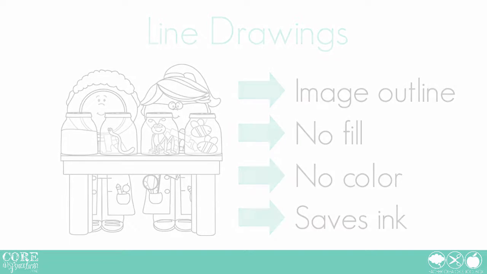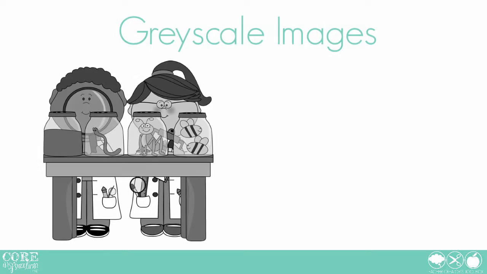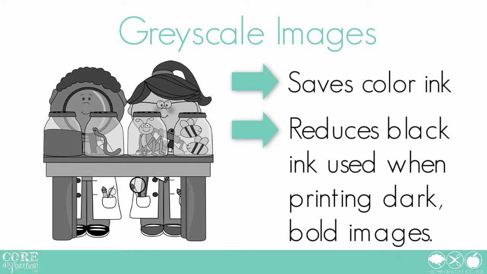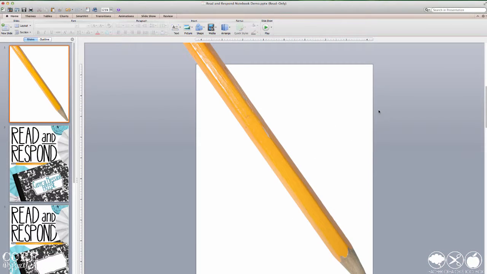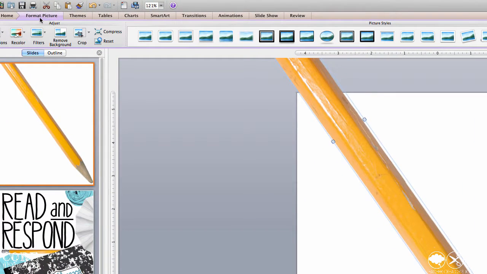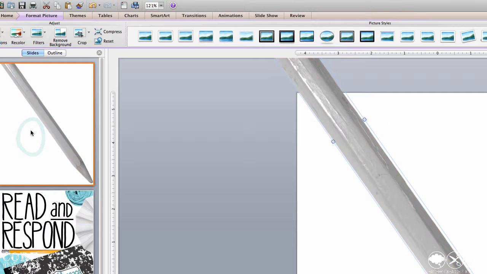If line drawings are not included in your clip art purchase, you can help reserve some ink by converting your images to grayscale so they don't waste color ink, and so black and white printers don't waste black ink on dark, bold images. To change an image to grayscale, simply click the image, then click Format Picture, and select Recolor. Find the grayscale option and select.